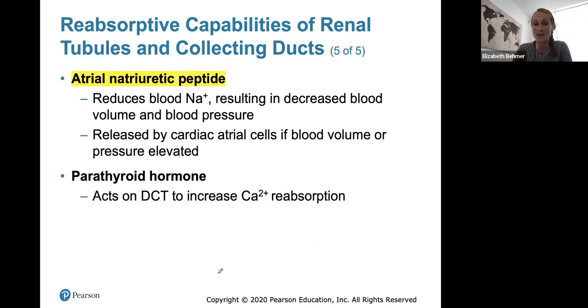Atrial natriuretic peptide is released from the heart. It will reduce blood sodium, resulting in decreased blood volume and decreased blood pressure, and it's released by cardiac cells if blood volume or blood pressure is too high. And parathyroid hormone also acts on your distal convoluted tubule to increase calcium reabsorption.